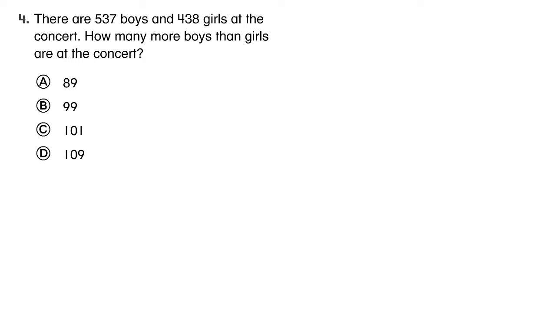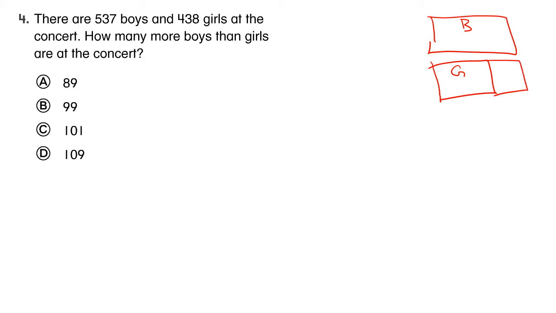So what we're going to do first is visualize it, and we have boys and girls. Boys, there are more of, so they need a bigger area. Girls, we have fewer, so we need a smaller area. And then we have the difference between the two. Now we're going to put in our numbers. We have 537 boys, 438 girls, and we don't know our difference.